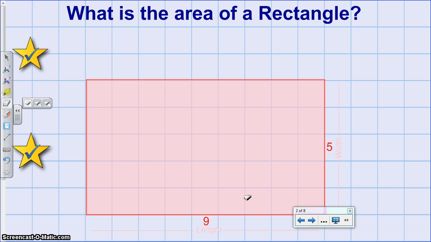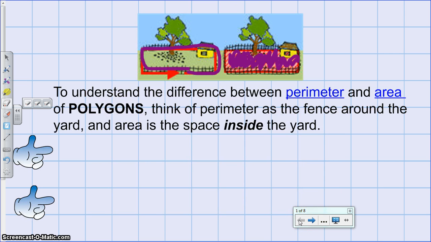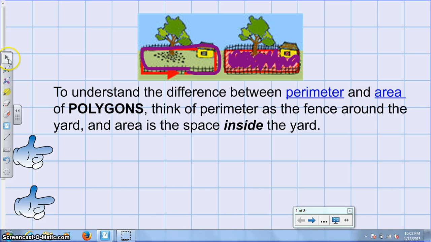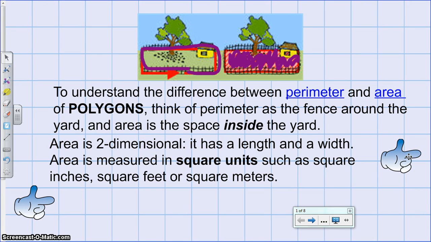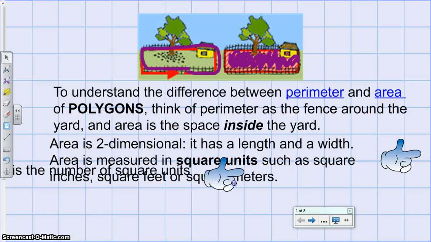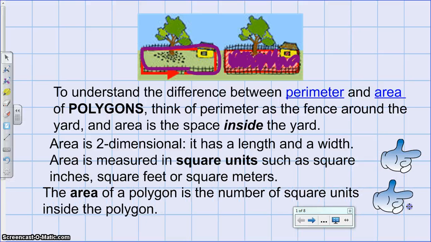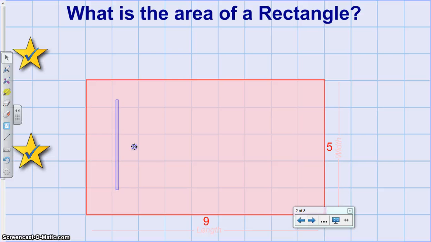So I'm using this graph paper here to show you what square units look like. Area is two-dimensional. It has a length and a width. The area is measured in square units, such as square inches, square feet, square meters, square yards, square miles, and so on. The area of a polygon is the number of square units inside the polygon. So the area is the number of square units that covers the whole surface on the inside.